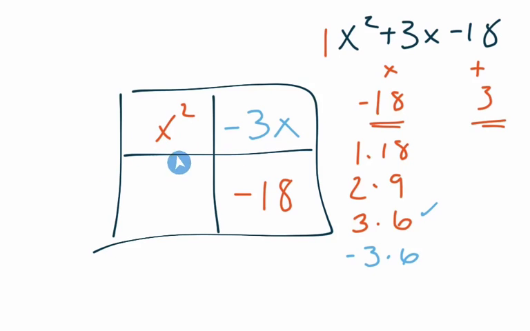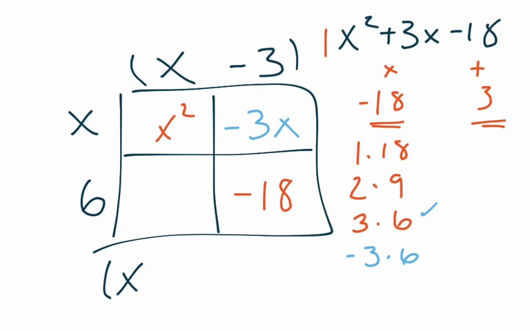GCF. X squared minus 3x, the GCF is x. And now think to yourself, okay, it's an area model. So x times what gives me x squared? And that would be another x. X times what up here would give me negative 3x? Would that be negative 3? And then right here, negative 3 times what would give me negative 18? Well, that would be negative 3 times positive 6. So your two factors are x minus 3 across the top and x plus 6 across the bottom.